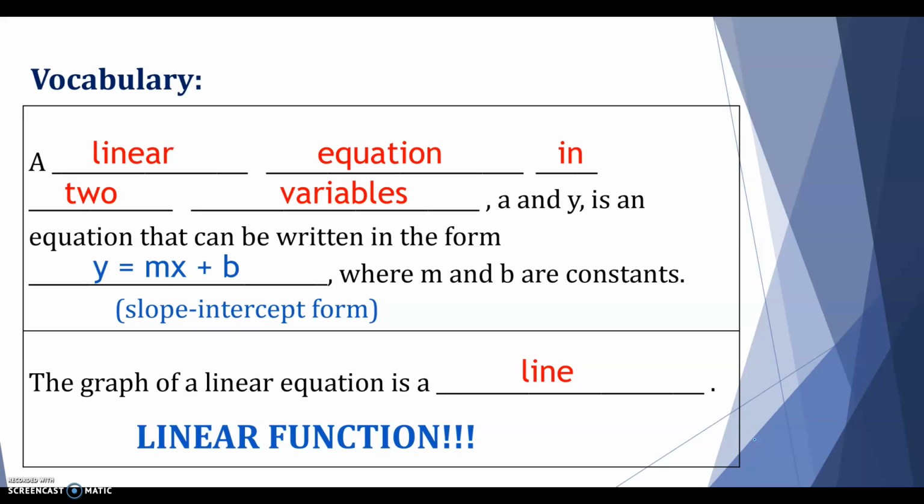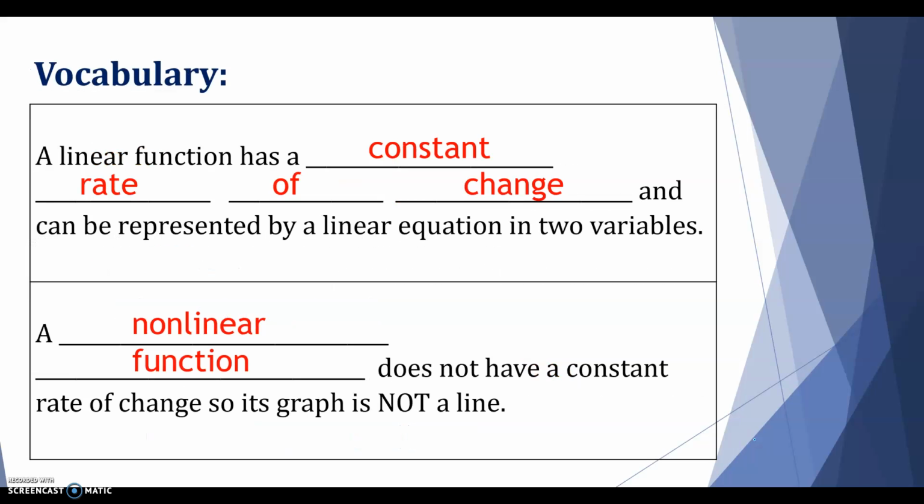Then we talked about what it meant to be linear or nonlinear. So a linear equation was an equation that could be in slope-intercept form, and that was y equals mx plus b. And then obviously, if it was a linear equation, it was a line, and it represents then a linear function. And linear functions had these constant rates of change, but a non-linear function did not have this constant rate of change, so therefore it was not a line.